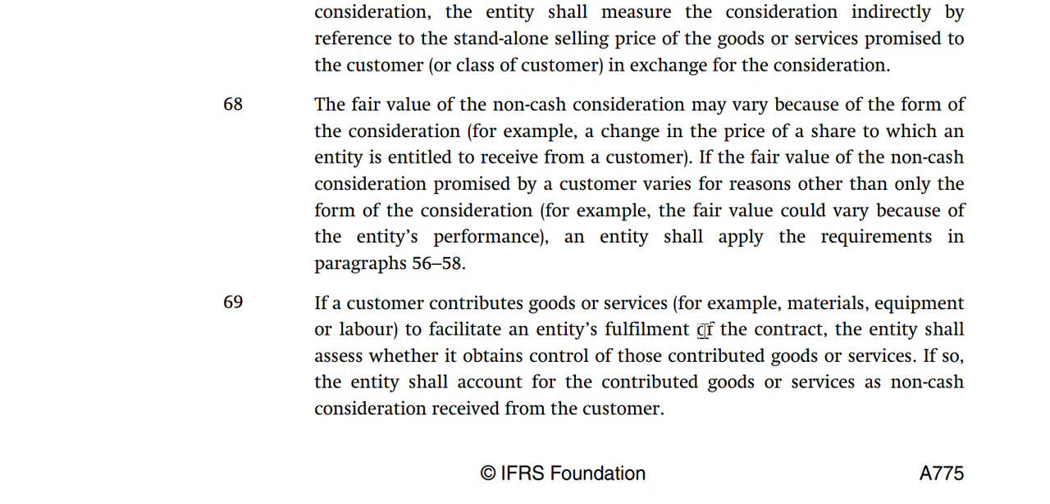And in paragraph 68, the fair value of non-cash consideration may vary because of the form of consideration. For example, a change in the price of a share that the entity is entitled to receive from a customer. If the fair value of the non-cash consideration promised by the customer varies for a reason other than only the form of consideration, for example, the fair value could vary because of the entity's performance, the entity shall apply the requirements of paragraphs 56 to 58.